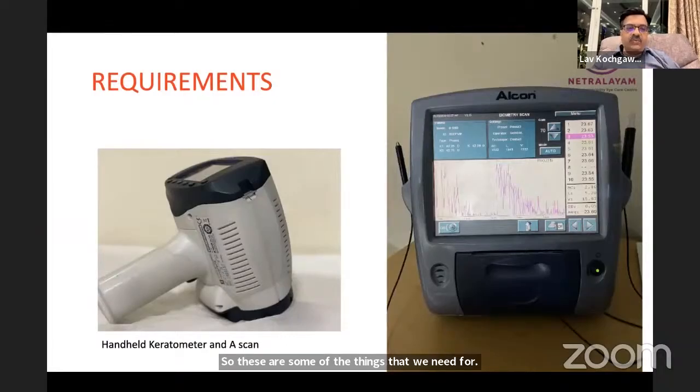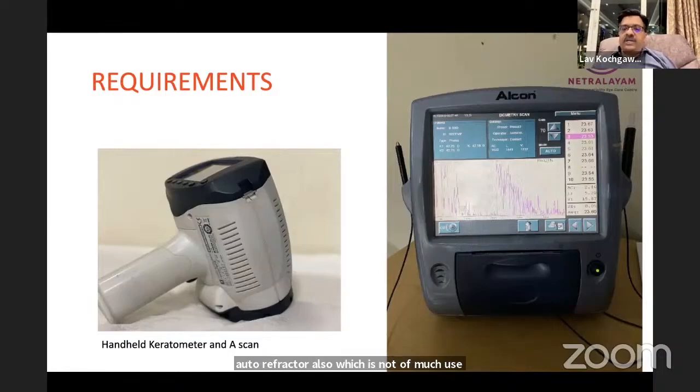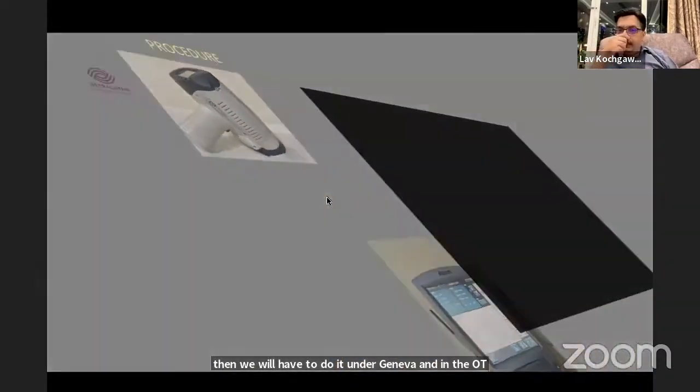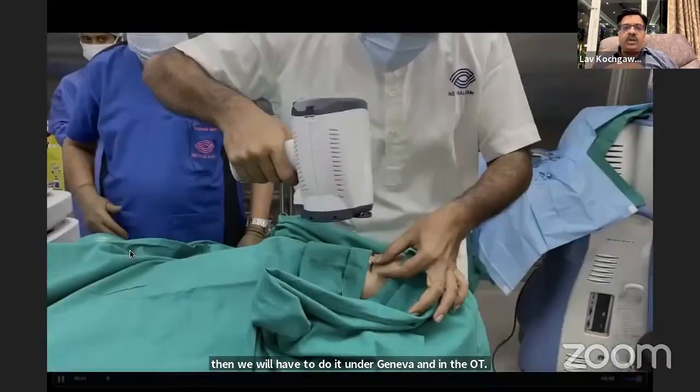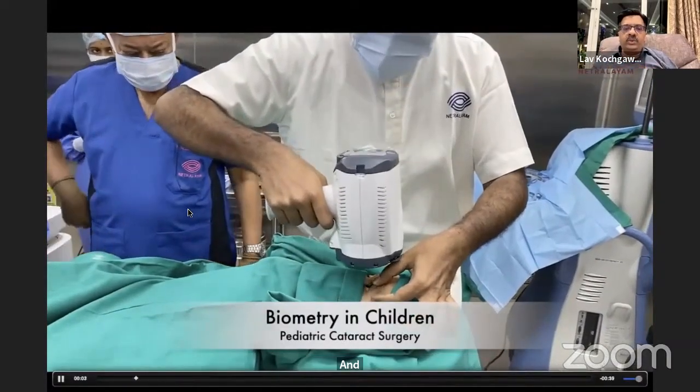Unfortunately, now we don't get only a keratometer; we get one with an axial length measurement auto refractor also, which is not of much use, along with either a contact or immersion. If the patient is not cooperating for optical biometry, then we will have to do it under general anesthesia in the OT. I'll just share one small video of how we do it in the OT.